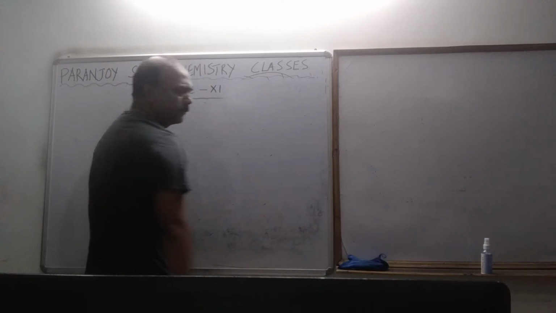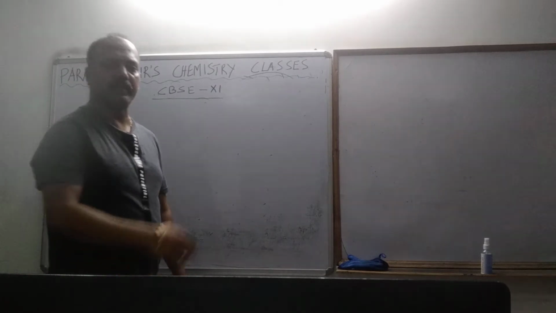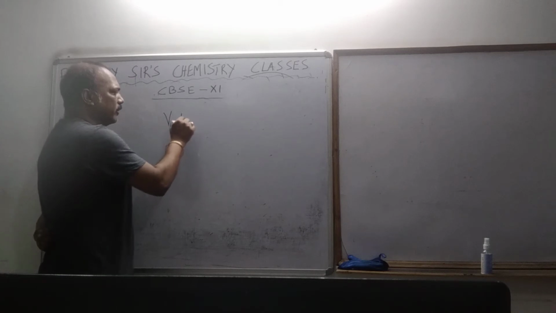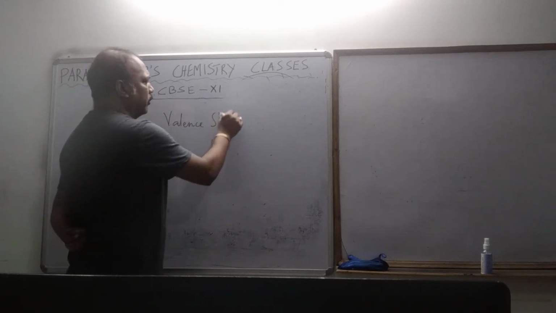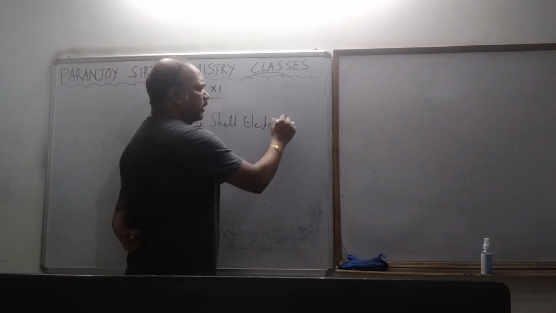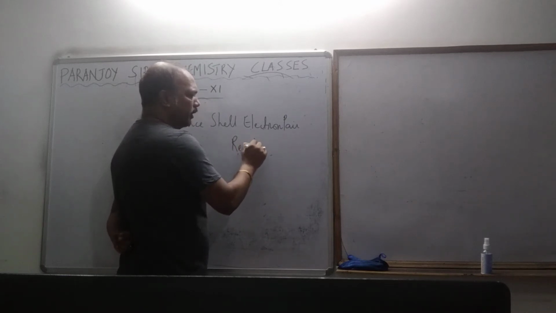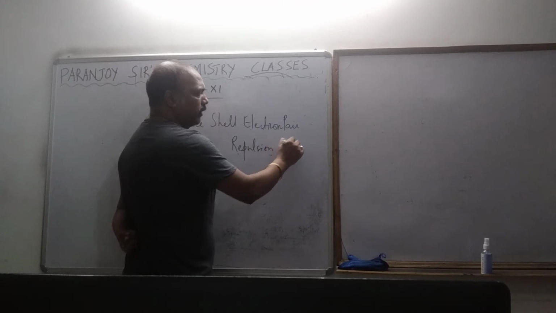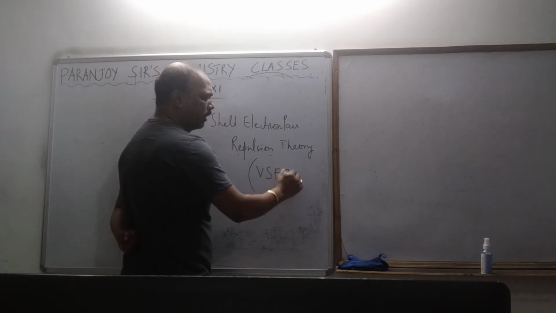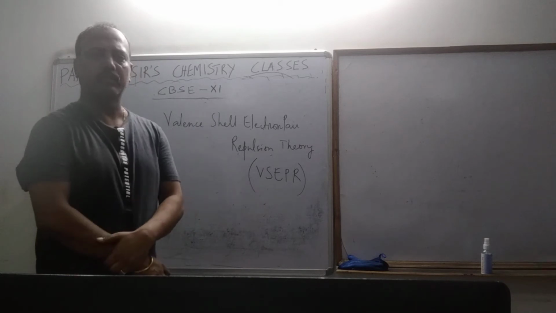The next theory which tried to overcome the limitations of the Lewis dot model is called valence shell electron pair repulsion theory. From the word itself you can understand this. In short we call it VSEPR theory, valence shell electron pair repulsion theory.